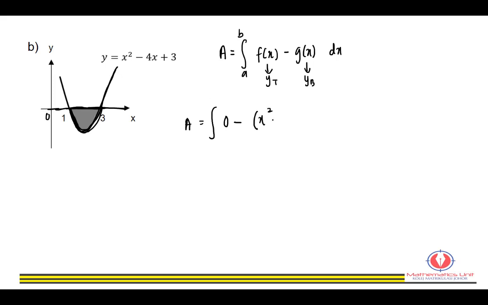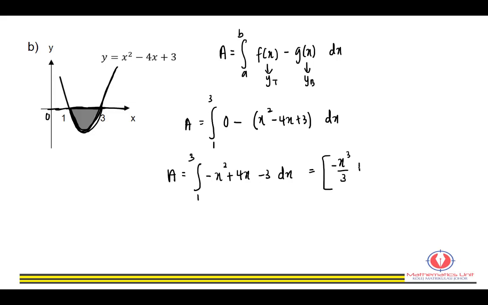So x squared minus 4x plus 3 dx. Remember to put the bracket because we have to be careful with the negative and positive sign here. Remember to put the limit from 1 to 3. To make it easier, we can expand the negative sign first, to make less careless mistakes. So you have the integral from 1 to 3 of negative x squared plus 4x minus 3 dx. Now we can integrate. Integrate negative x squared, you get negative x cubed over 3, plus 4x squared over 2, minus 3x, from 1 to 3.